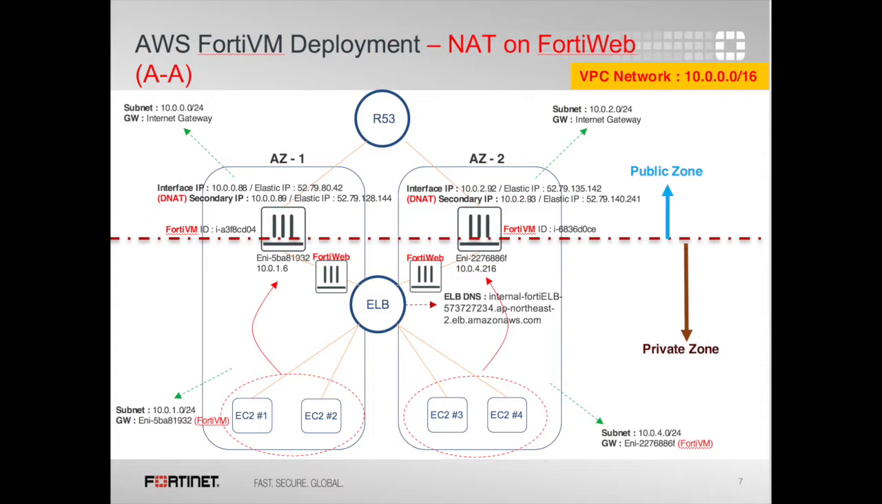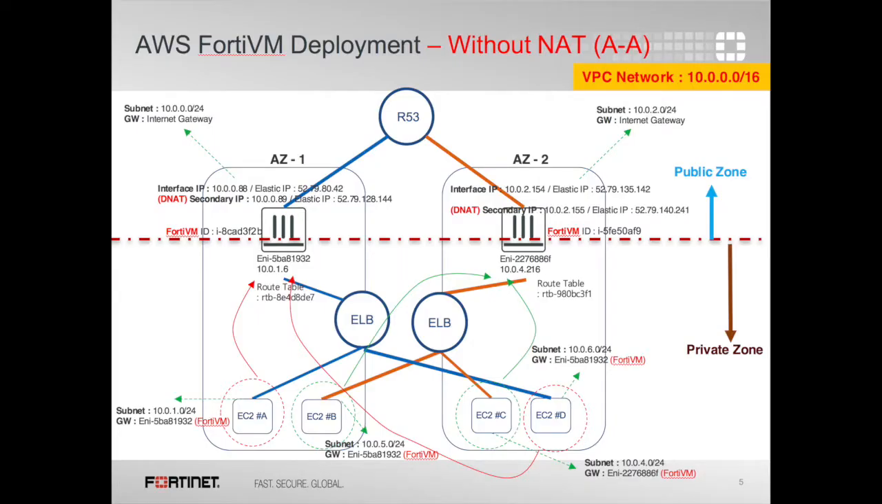FortiWeb has an XFF function. You can solve the asymmetric routing issue and definitely sort out each session from each customer. But you may have a question: do we have to deploy FortiWeb only to use the XFF function? I think FortiWeb has a lot of functions to protect the web server compared to FortiGate. It gives a lot of benefit.